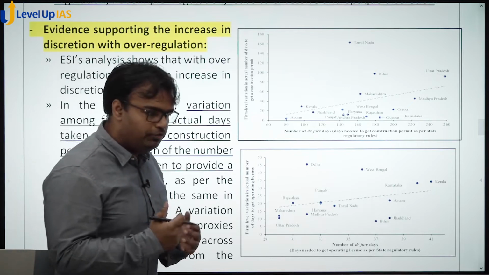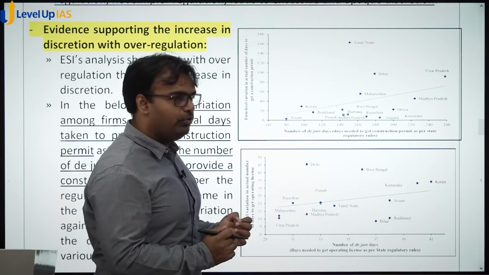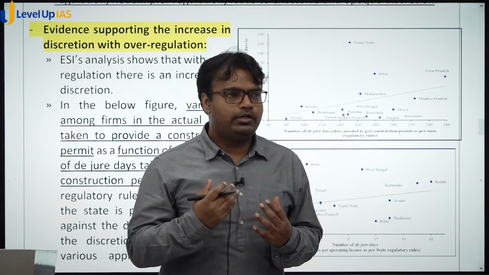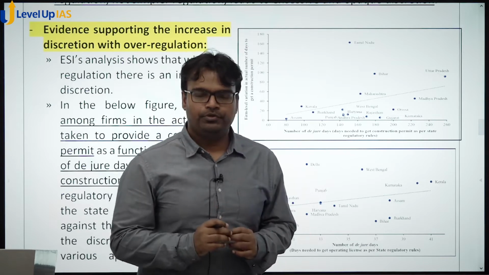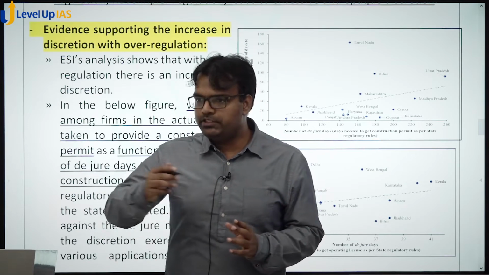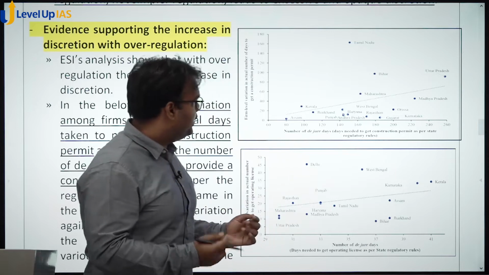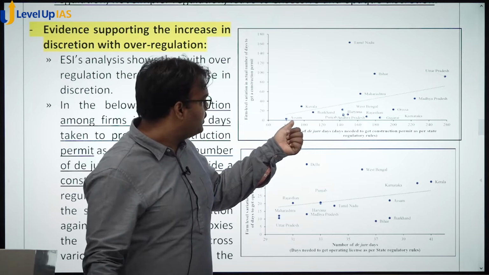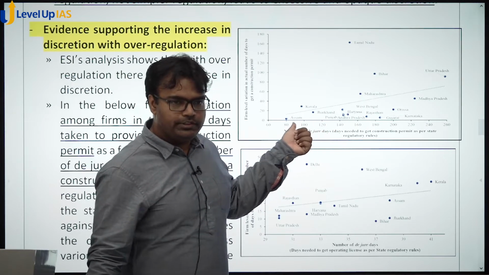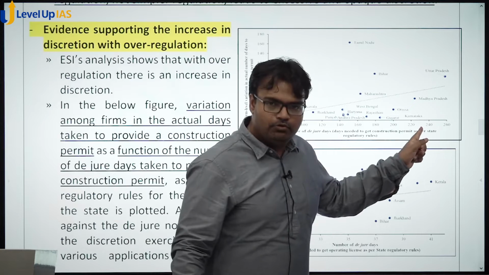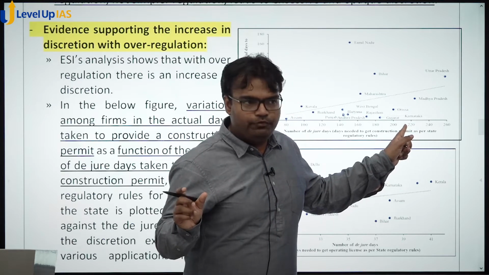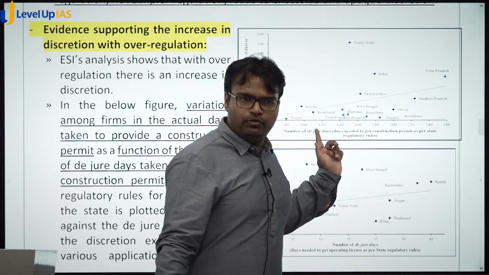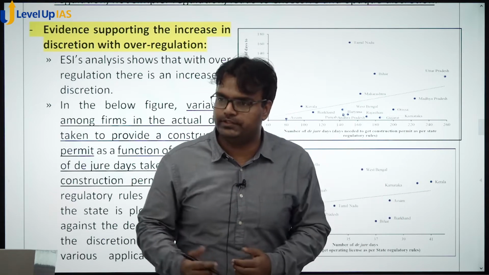So first of all, how are we measuring over-regulation? Let's say I want to get permission for a construction site, for my construction work. Different states have different ways of regulating it. Some state may give the permission officially, technically, in 80 days. Some may take 100 days, some may take 120 days, and so on. So the state which takes the highest number of days is the state which has higher regulation. This is one way of measuring how much regulation there is.